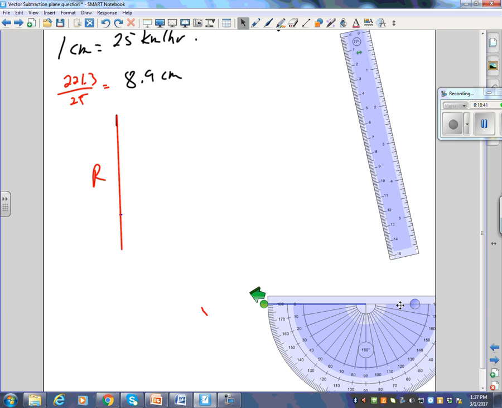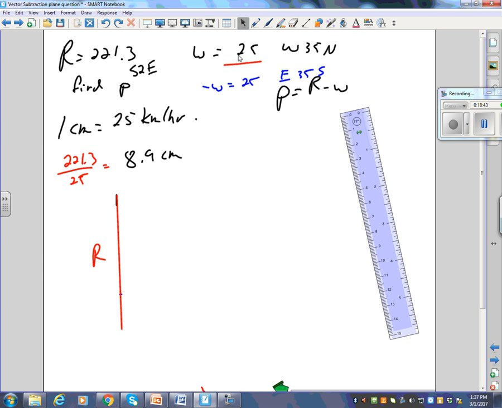Get rid of the protractor. Now, how long is that? It's 25 kilometers an hour. My scale is 1 centimeter equals 25 kilometers an hour. So, 25 divided by 25, it's only 1 centimeter long, right? Yeah. 1 centimeter long.